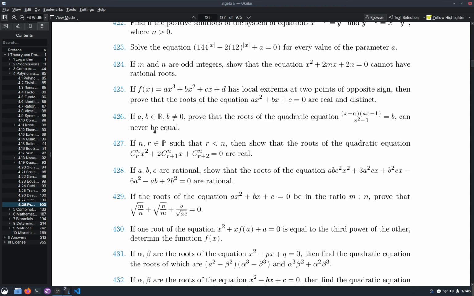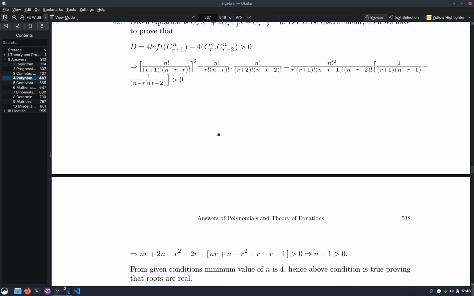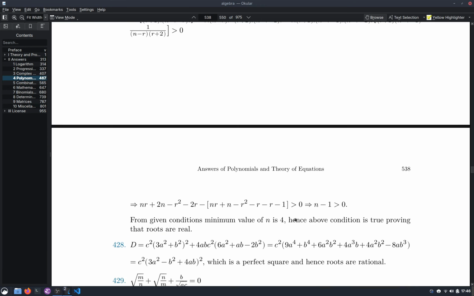So you can take up different examples. Say for here, r is in the set of positive numbers, you put 1. Then n should be at least 1 here, and r is less than n, so n should be at least 2 here. Okay? If r is 1, then n should be at least 2 here. And here r is increased by 1, so n should be at least 3. And for this, it should be at least 4. So that's how we know that the minimum value of n is 4.